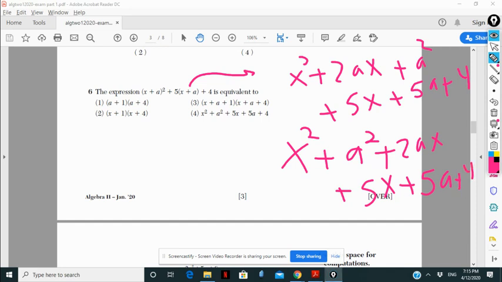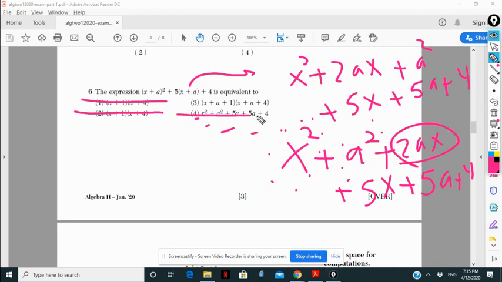So what does it mean? I have x squared and a squared. This one doesn't have the x's, so I cancel it out. This one doesn't have the x's, so I have to cancel it out. And this one has all the terms except the term 2ax, so this is cancelled. So the answer is 3.